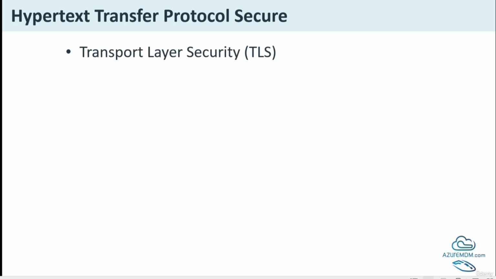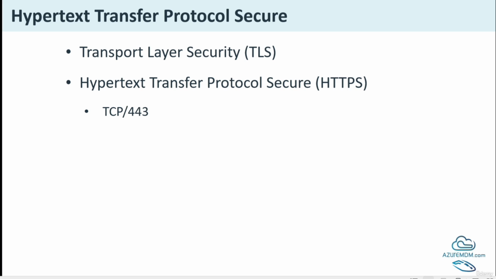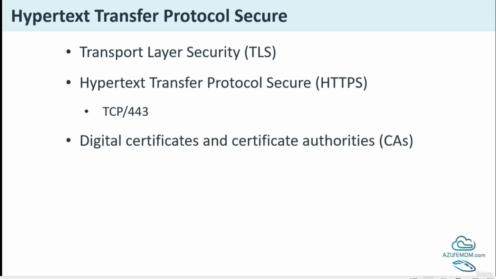TLS, Transport Layer Security, is a security protocol that encrypts data over the internet to keep it private and safe. HTTP with TLS encryption is used for secure website connections, for example, online banking. TCP 443 is the port where HTTPS traffic is sent and received securely. Digital certificates and CAs: a digital ID issued by trusted organizations to verify a website's authenticity. Browser secure indicators: a padlock or HTTPS in the URL bar means the connection is encrypted and trusted.